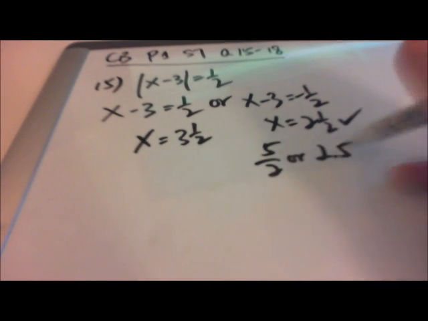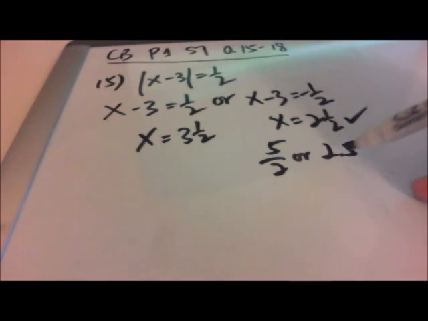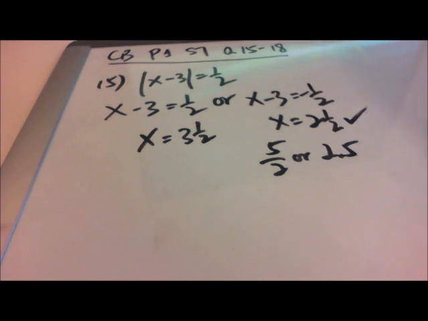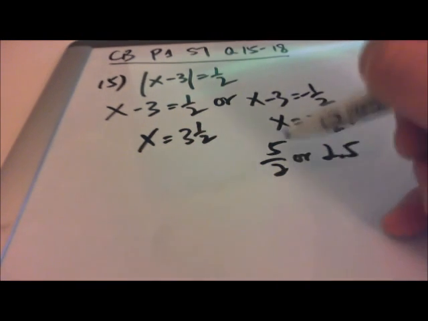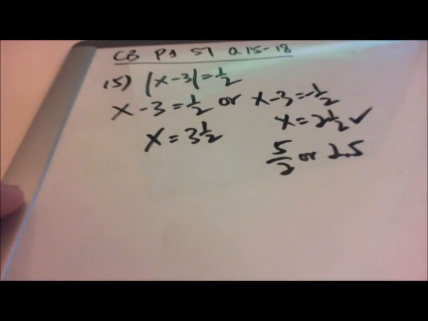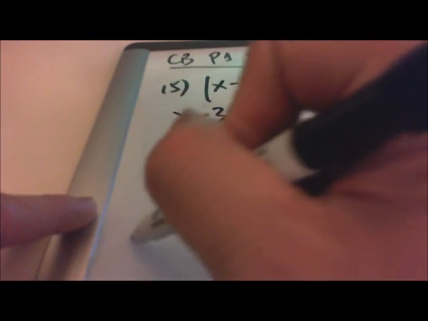But in SAT, when you grid in, you cannot put 2.5. You have to put in 5 over 2 or 2.5. Because in the grid in, you have 4 boxes. The 2 is one box, the point is one box, and the 5 is one box. So both of these are acceptable, right? So this is number 15. Let's go to number 16 here.